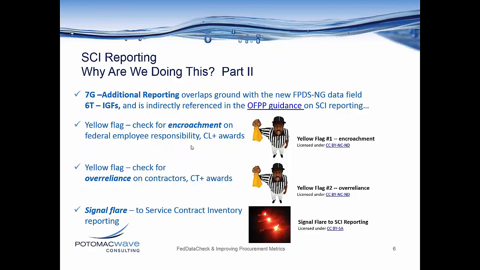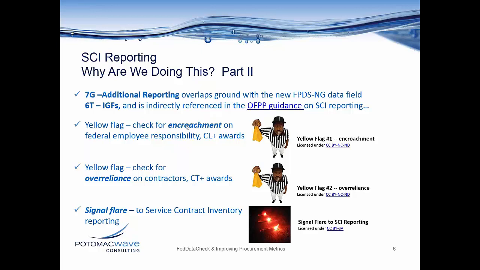Again, part 2, why are we doing this? When you tag awards, like we did last week, let's start now with 7G additional reporting. Hey, that's SCI. That means the contractor needs to tell us how many people are working on that.